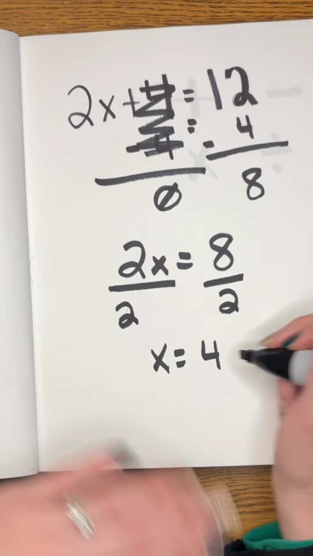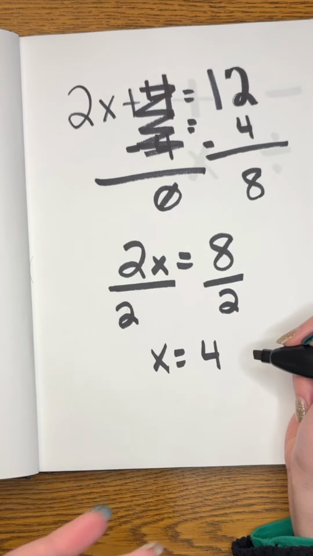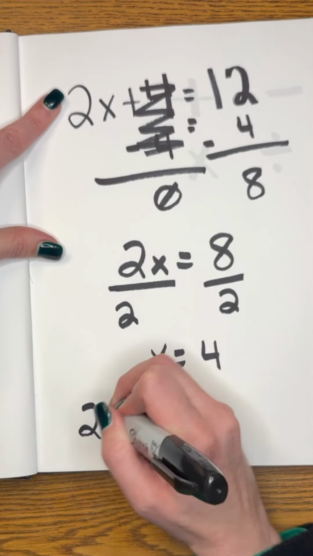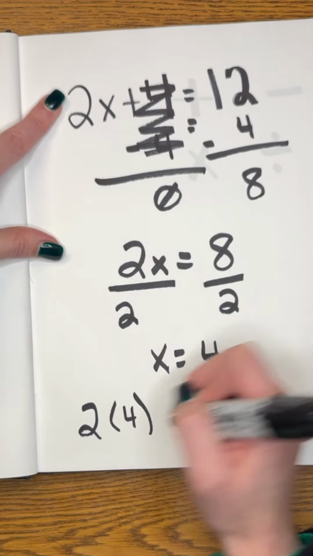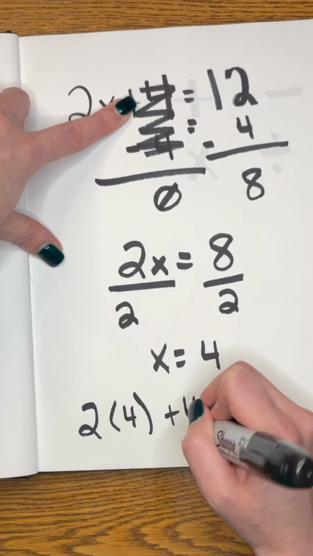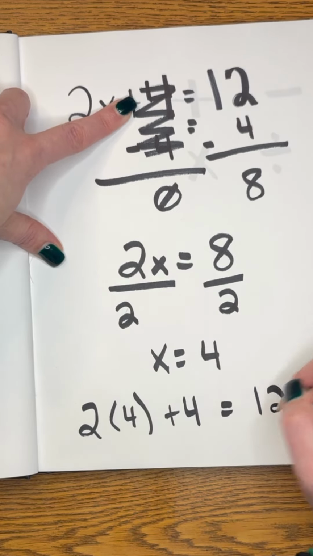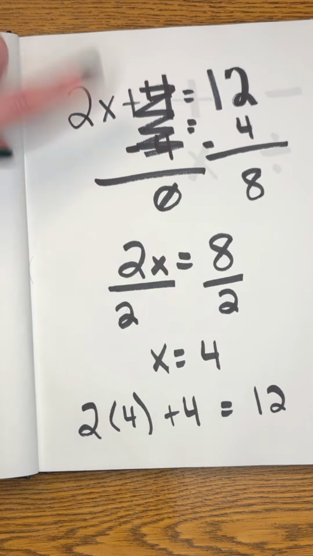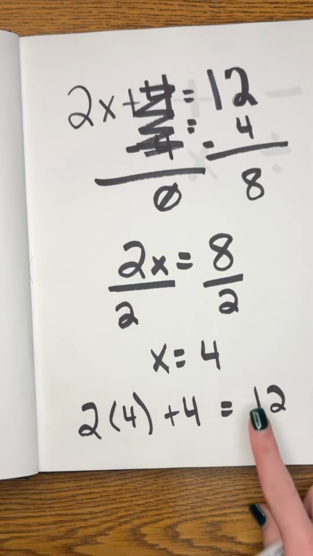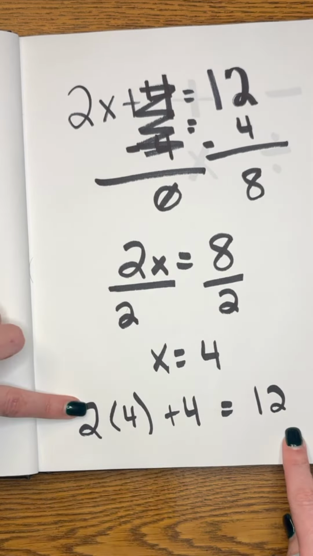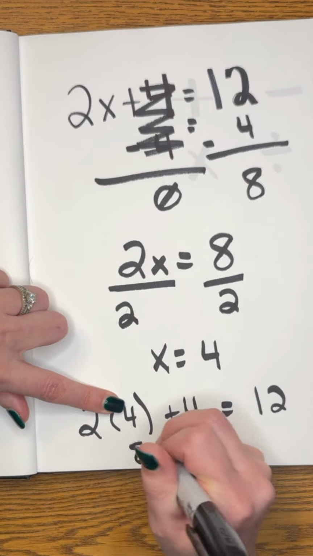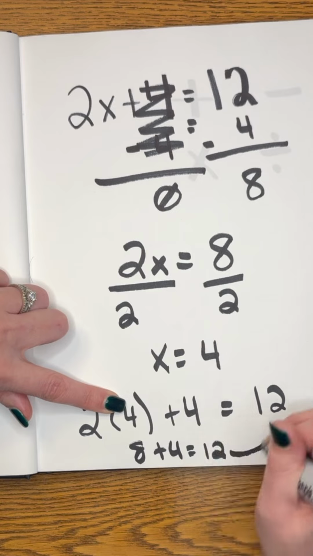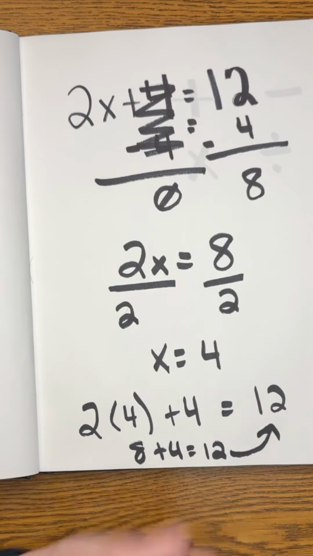Now, this is where we don't want to just stop. We want to make sure that it makes sense, and we're going to go back to the original equation. So 2 times 4 plus 4 equals 12. Let's see if when we plug 4 in for the x in the original equation, is our equation balanced, right? So 2 times 4 is 8. And 8 plus 4, well, that is 12. Okay, and the other side of the equal sign was 12.